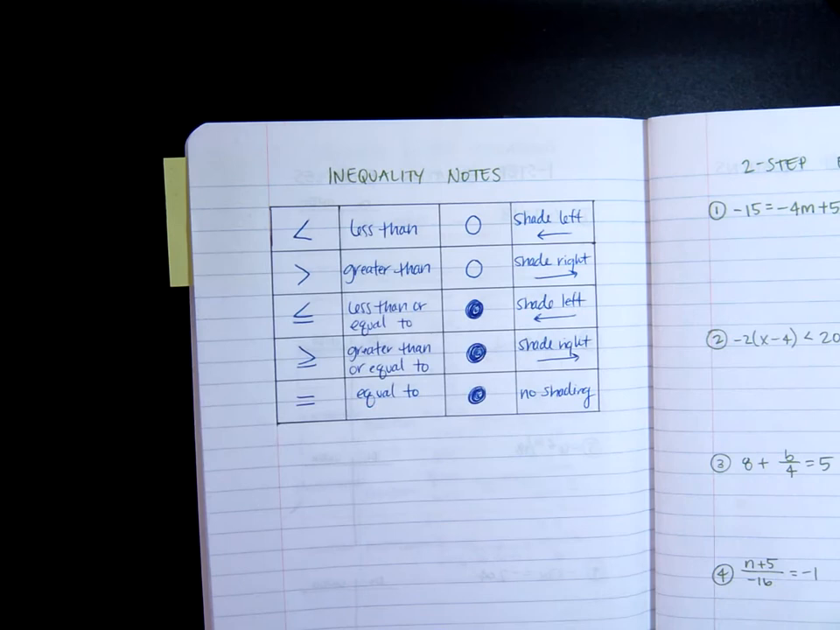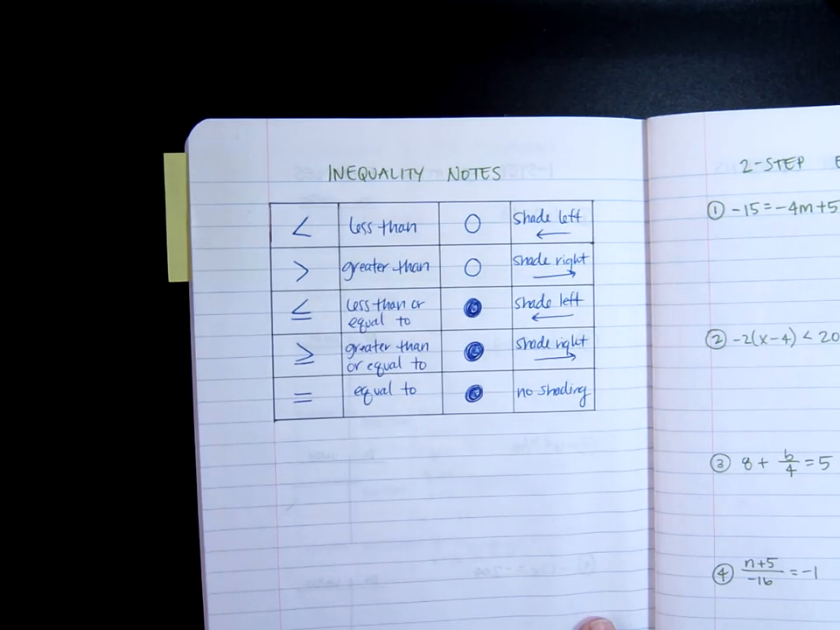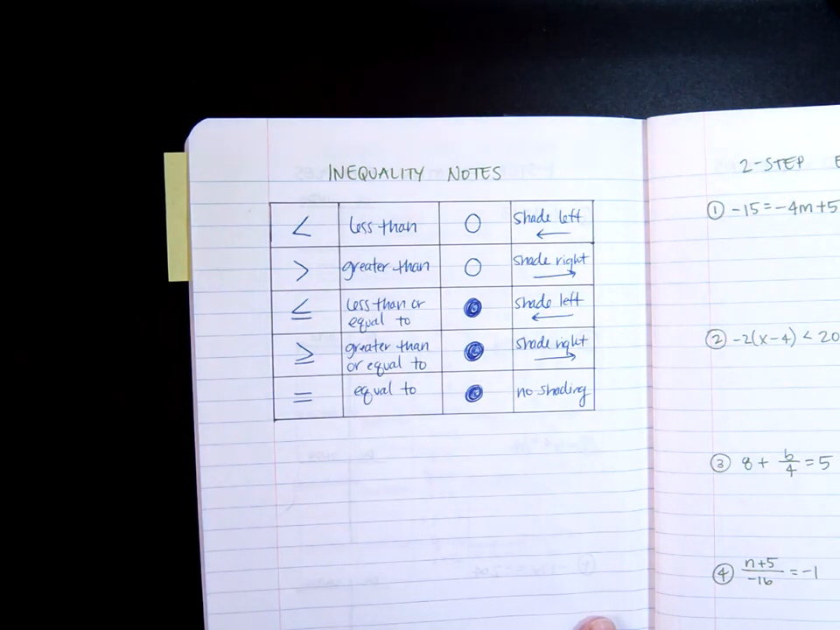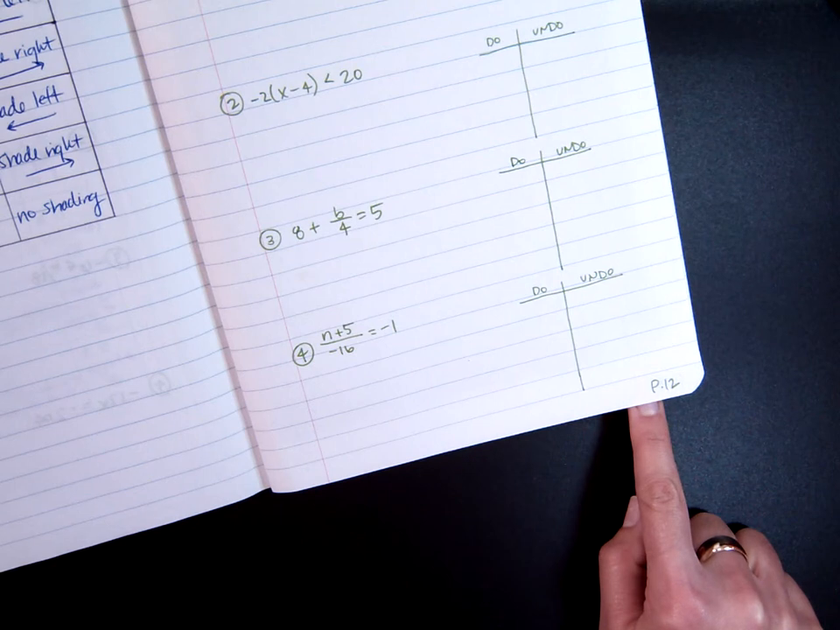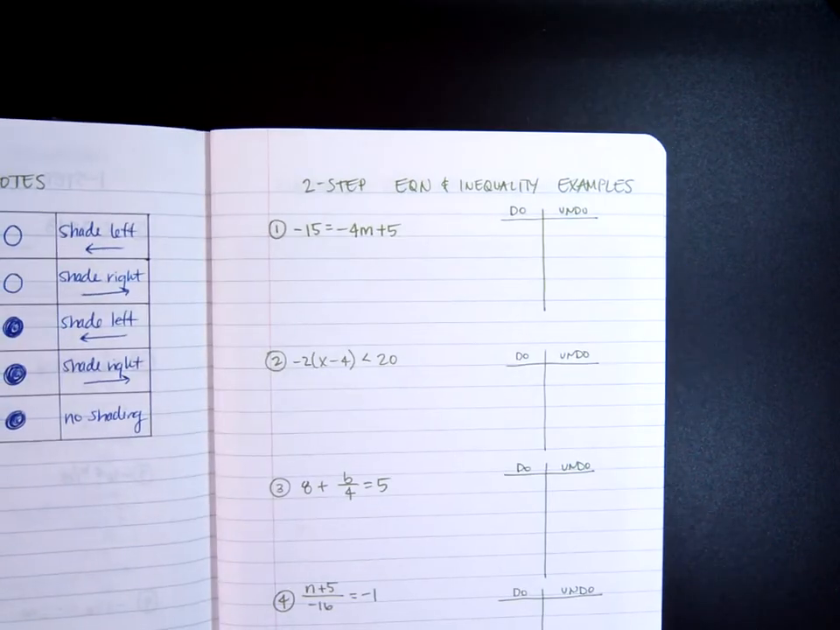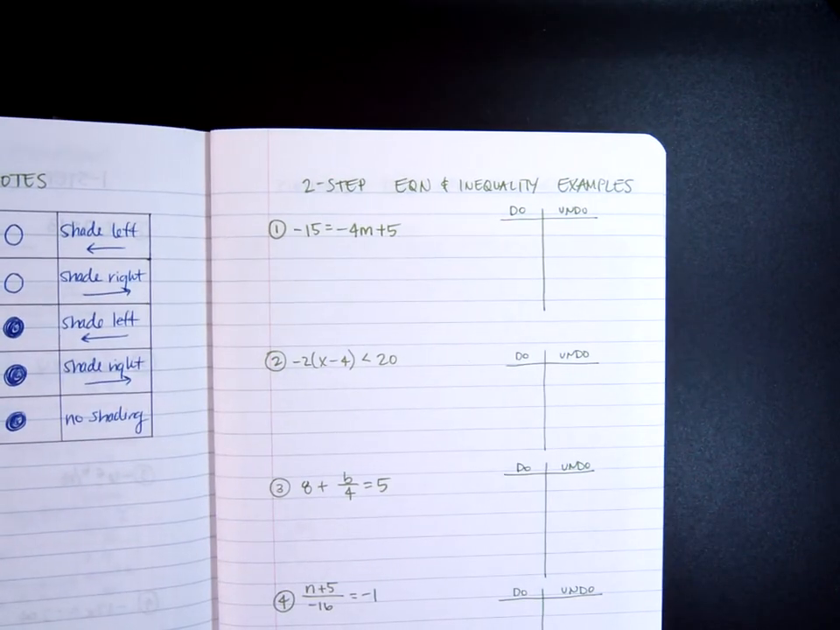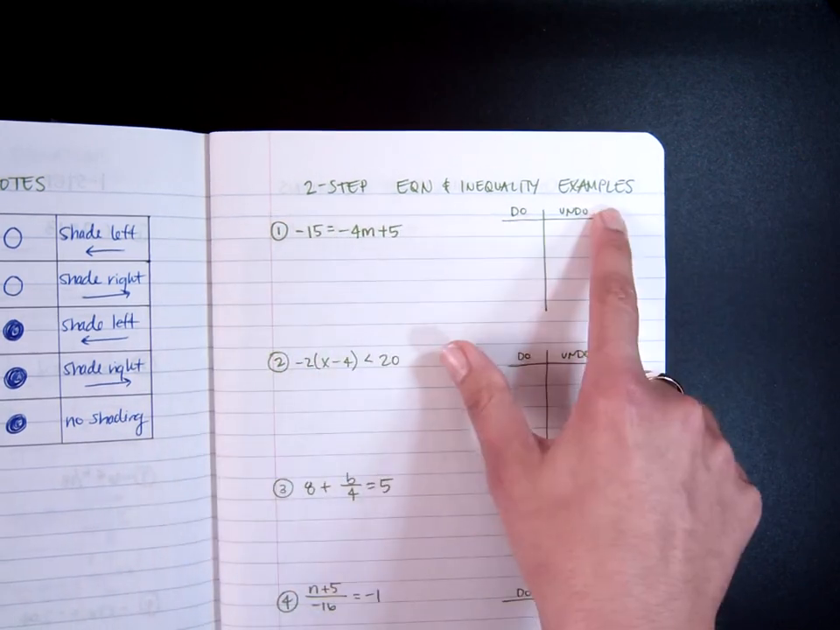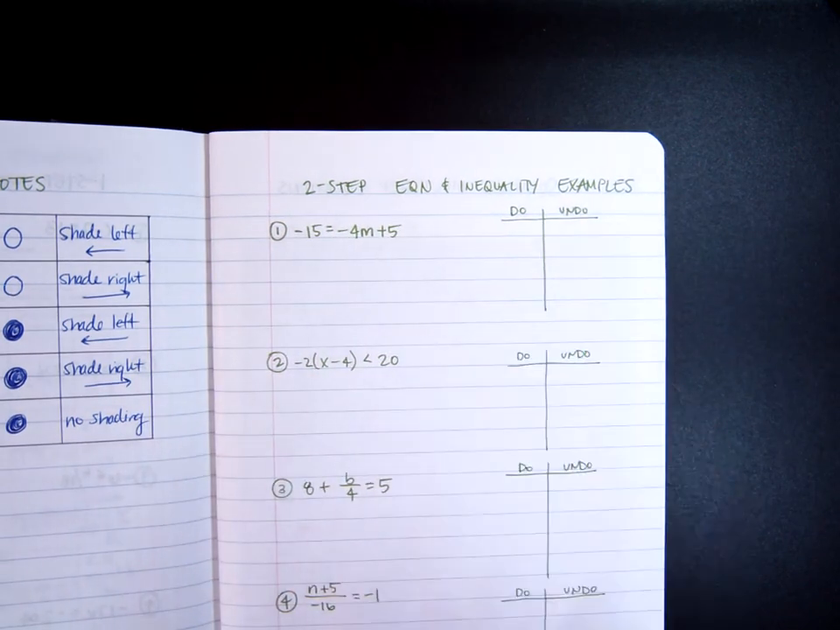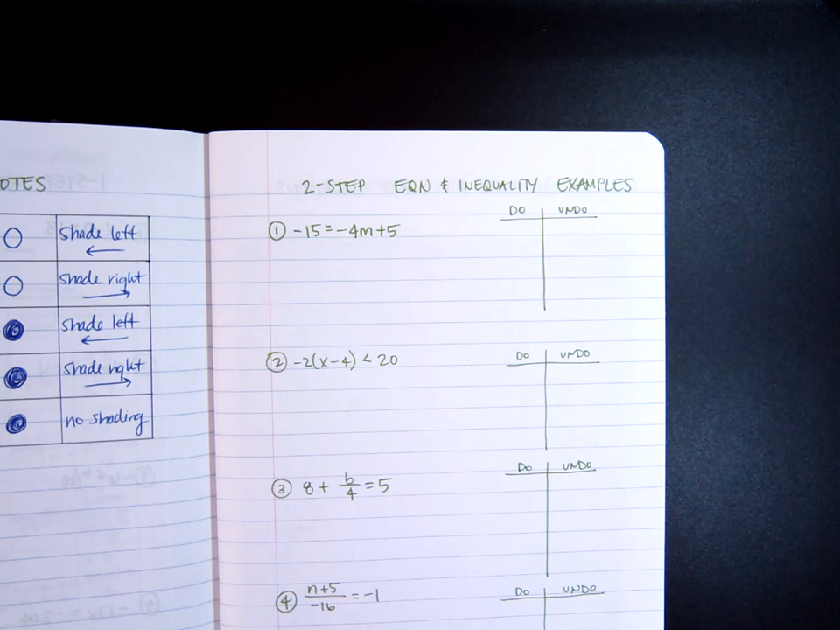Next page, page 11. I want you to copy down these inequality notes. This is the same chart that's on my board, but it's not always going to be on the board, so you need to put it in your notebook so that you always have it. Go ahead and pause, and copy that down. Page 12 is going to be Two-Step Equation and Inequality Examples. Go ahead and write that down, and then leave that page blank. You'll come back in the next video and do the examples.